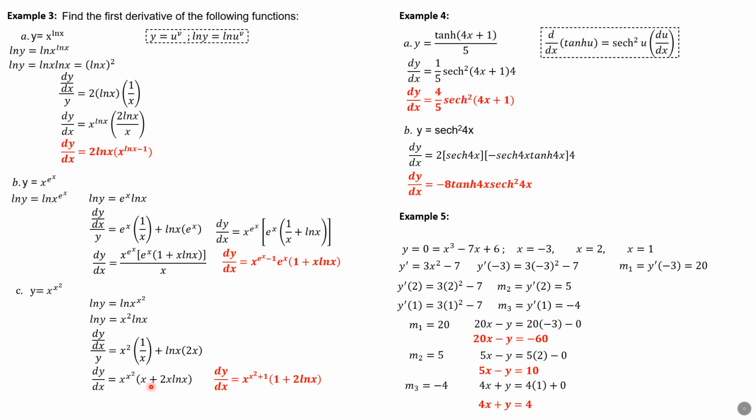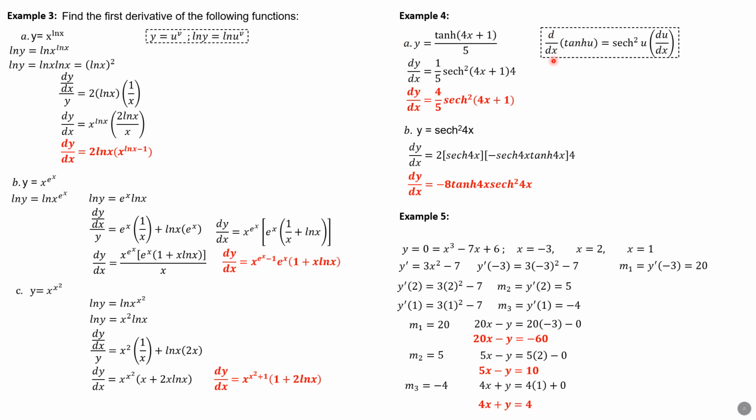Finally, factor out x and combine the power with x to the x squared. That becomes x to the x squared plus 1, then quantity 1 plus 2 ln x. That's it for example 3. Example 4, this is about hyperbolic functions.